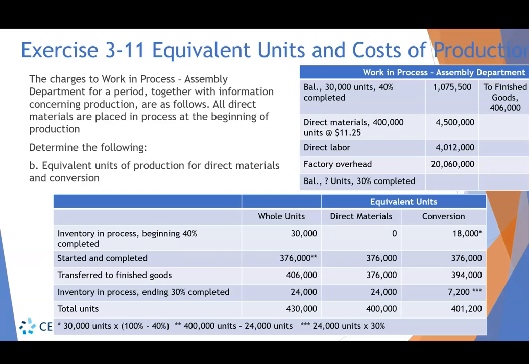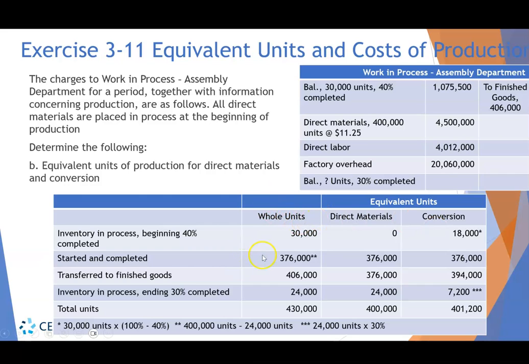Now we need to determine the equivalent units of production for direct materials and conversion. At the beginning of the period, in terms of direct materials for the inventory in process, those direct materials were put in the month before. And the month before, they were at 40% complete. So we know during the month, 60% of conversion occurred. So our 30,000 units at 60% would give us 18,000 equivalent units.